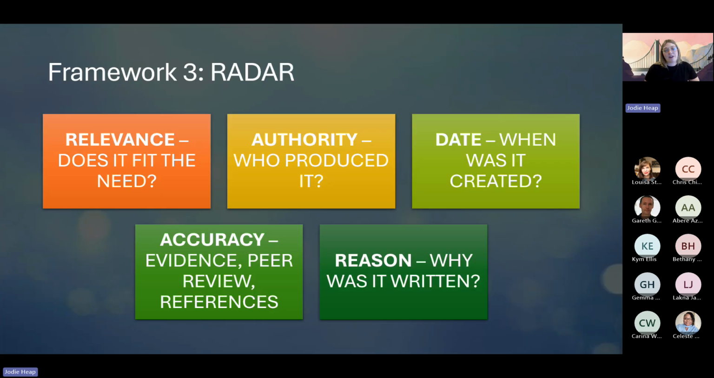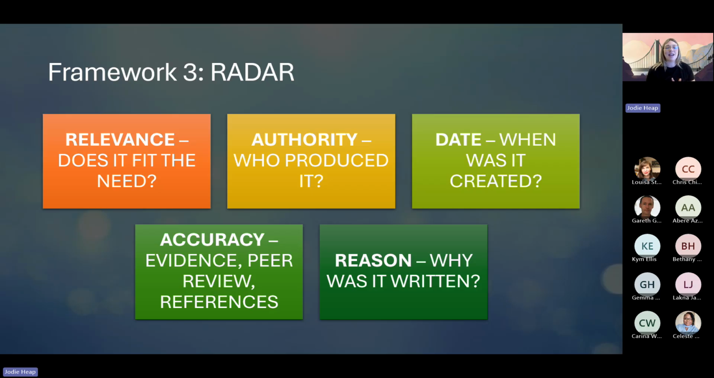Okay. The third framework that I would like to introduce is a little bit similar to CRAP, but there are subtle differences that make it, I think, more applicable within our AI emerging world, and it's RADAR. And it asks us, is this information relevant? Okay, does it fit the need? Okay, who is the author, who produced it, the date, when was it created? So very similar. Then we're looking into accuracy, evidence, peer review, and references.